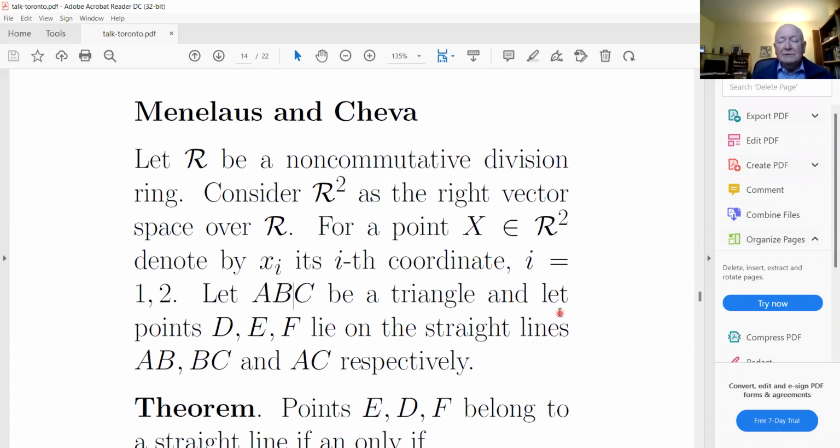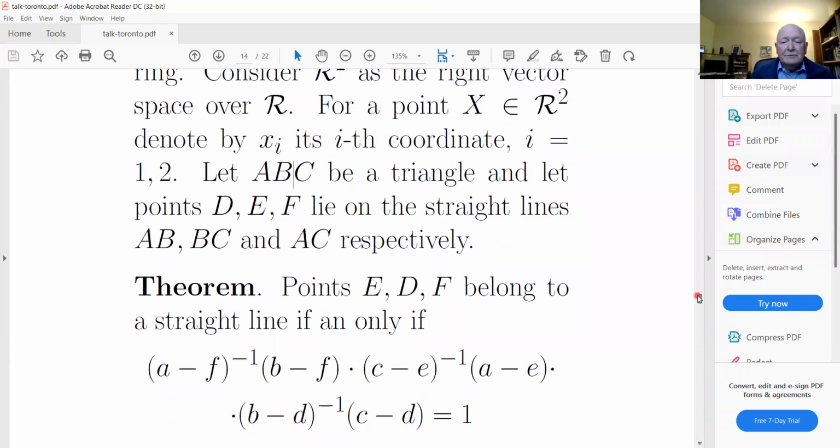Then, as we all did maybe in middle school, you consider points D, E, F. So D on the side AB, E on the side BC, F on the side AC. And the question is when those points belong to a straight line. And this is, of course, Menelaus' theorem. The answer is that these points belong to a straight line if and only if you have the following product, with coordinates A_i, F_i and so on. Of course, you can get the classical theorem in the commutative case.